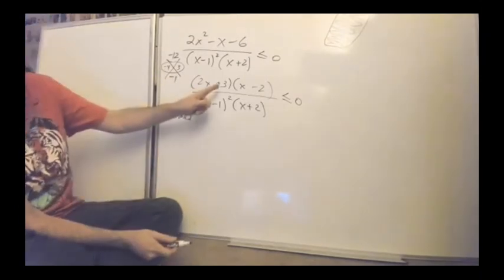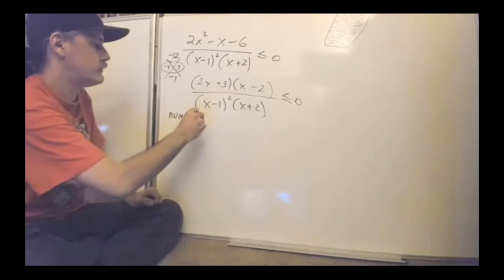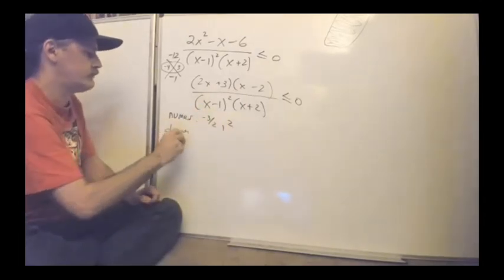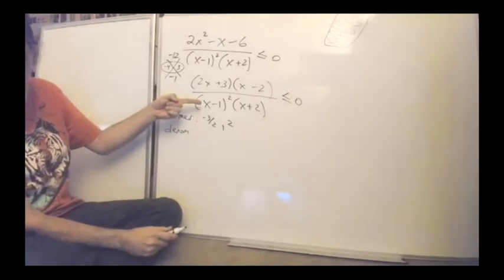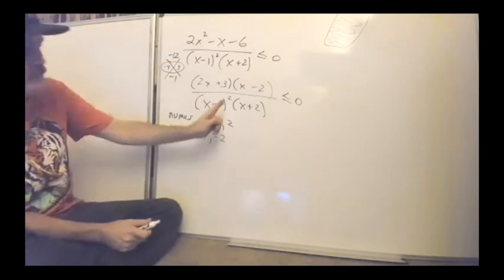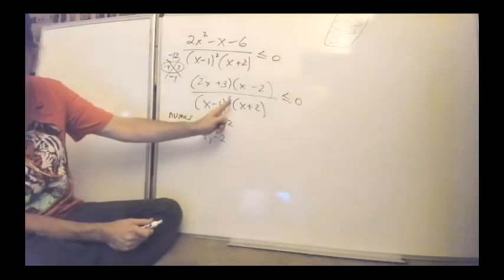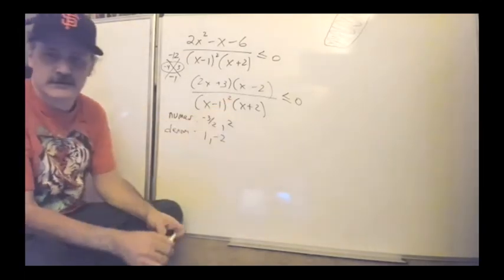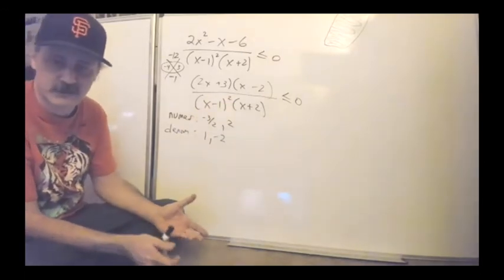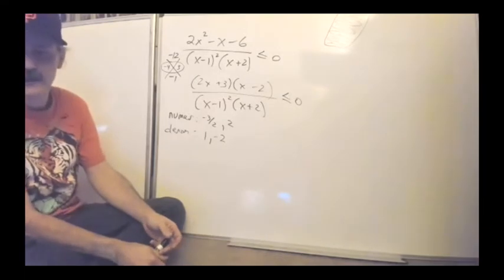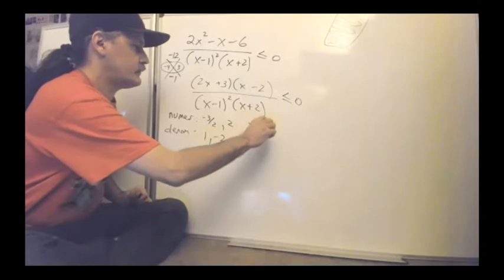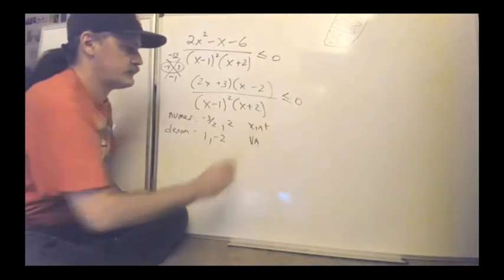Numerator zeros, you solve equal to 0: -3/2 and 2. Denominator zeros, those are the vertical asymptotes. You solve equal to 0, you get 1 and -2. Now there is a multiplicity that's even here, and you can use that to your advantage if you're good with that, but it's not necessary if we use test points. Now the numerator zeros are the x-intercepts, and the denominator zeros are the vertical asymptotes.